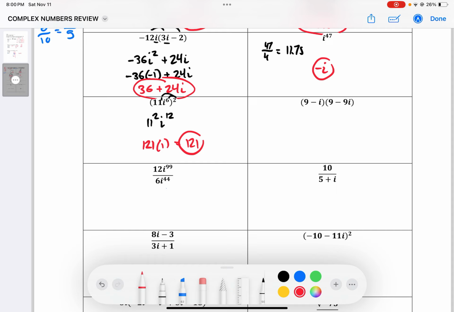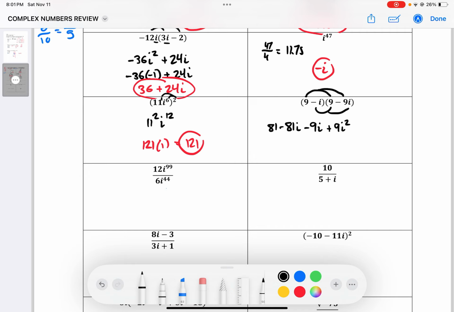9 minus i times 9 minus 9i, lots of 9s, lots of i's. We're just going to be foiling. So we distribute the 9, and we distribute the negative i. Just double distribution, one step at a time. 9 times 9, that's 81. 9 times negative 9i is negative 81i. Negative i times 9 is negative 9i. And negative i times negative 9i is positive 9i squared.